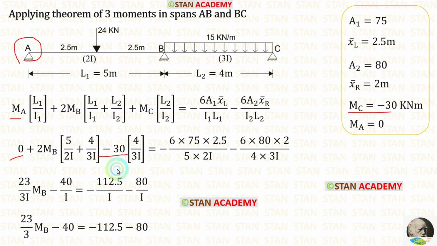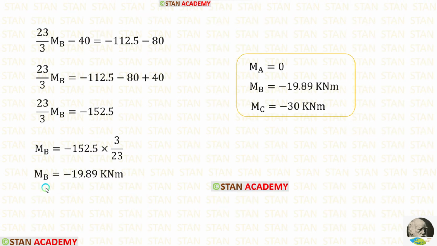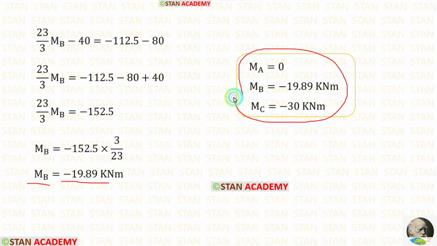Let us apply that. After simplification, we are getting this. Then we can take I outside and eliminate. Finally, we are getting MB, which is equal to minus 19.89 kilonewton meter. In this analysis, we have calculated all of the moments.